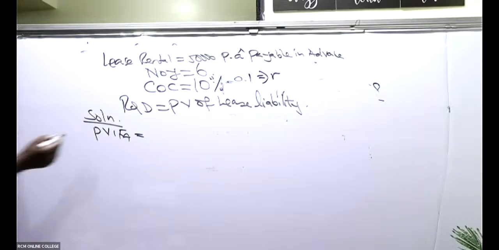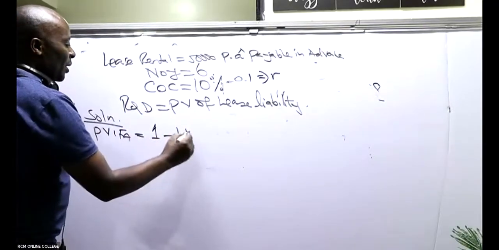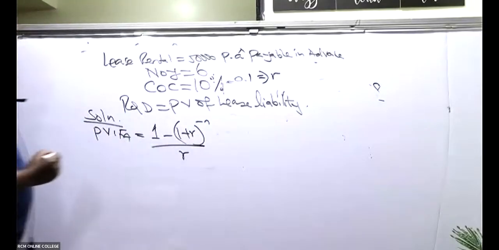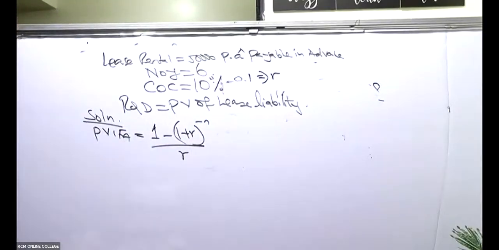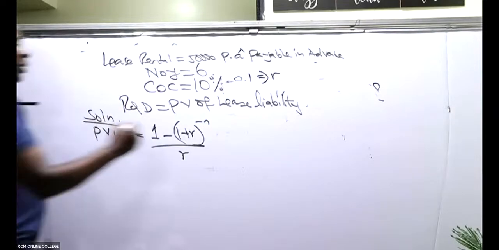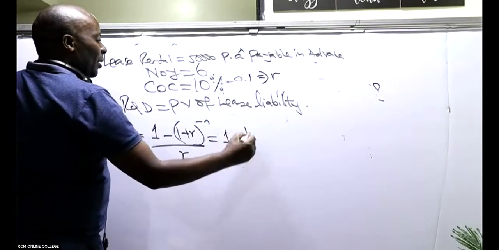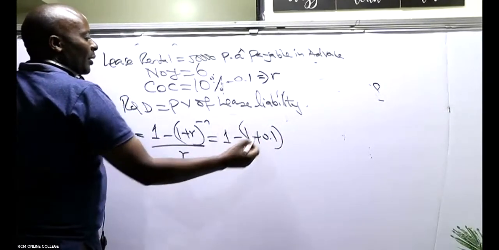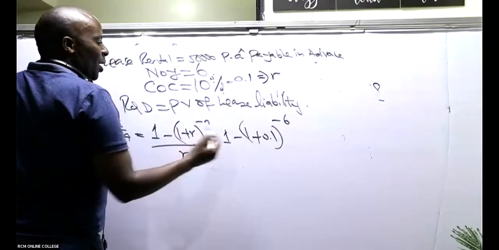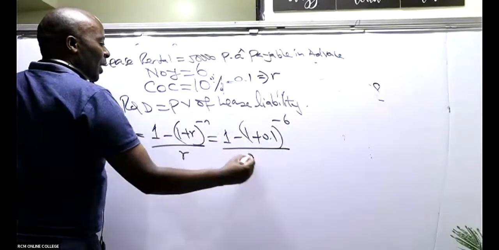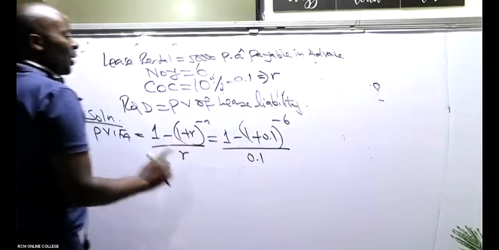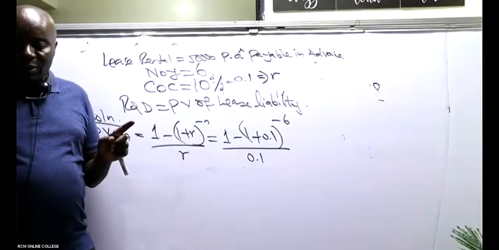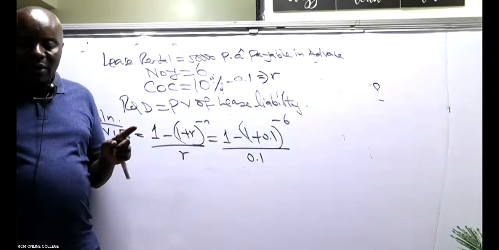So my PV will be 1 minus this simple formula, and then we divide everything by R. Remember this will be 1 minus 1 plus 0.1, because R is 0.1, raised to minus 6. And then we divide everything by R, which is 0.1. Everybody, ensure that you are able to get this using your calculators.